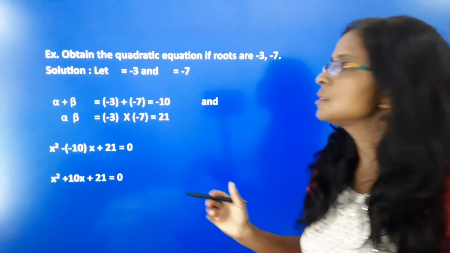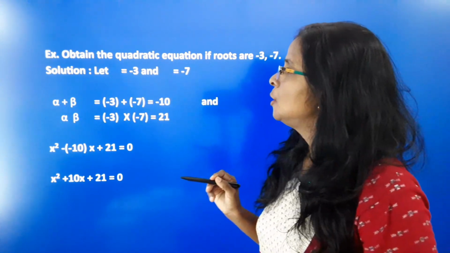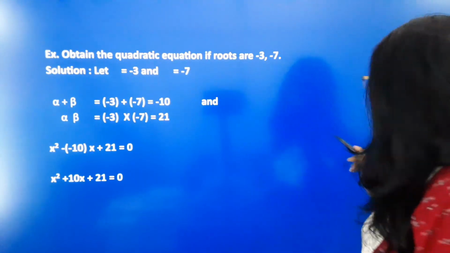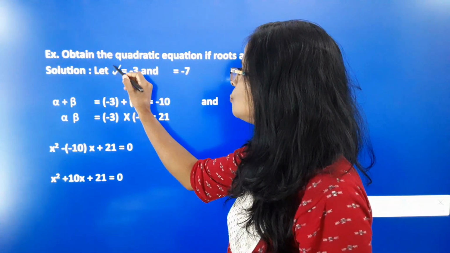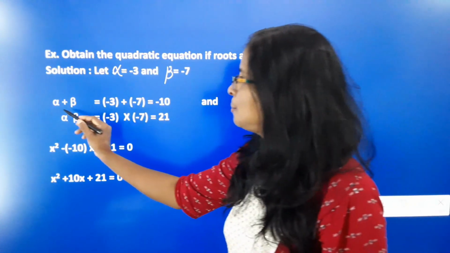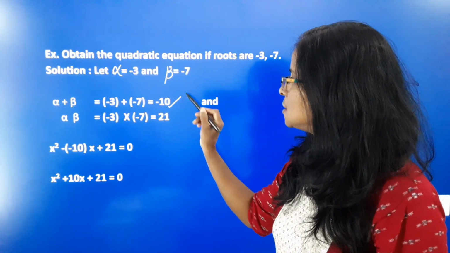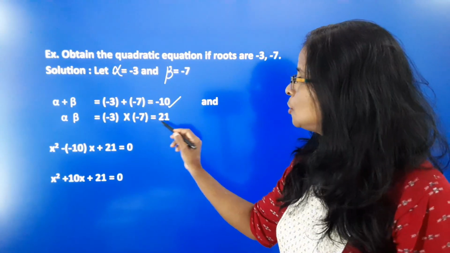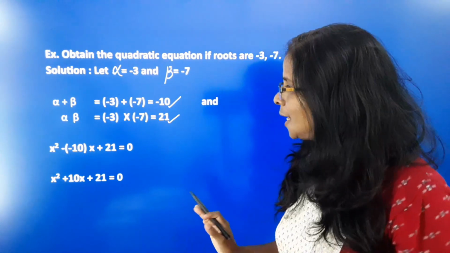Next example students, obtain the quadratic equation if the roots are -3 and -7. So here the roots are given. So we here let α = -3. Okay students, α = -3 and β = -7. So α + β = -3 + -7, which is equal to -10. And αβ = -3 into -7, which is equal to 21.